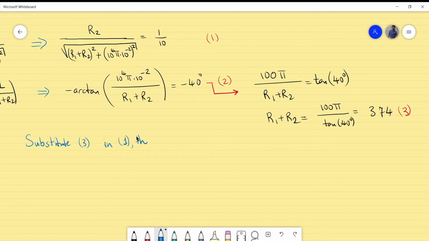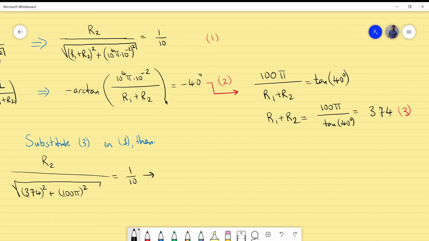What do I have? I have the following: R2 divided by the square root of 374 squared plus 100 pi squared, and that must be equal to 1 over 10. And this is actually very simple to calculate. It's 0.1 times this expression. It will give you R2. So the value of R2 is very easily calculated here.